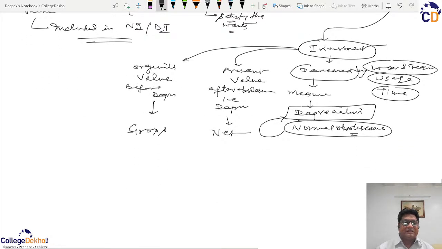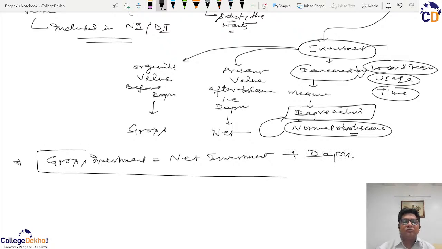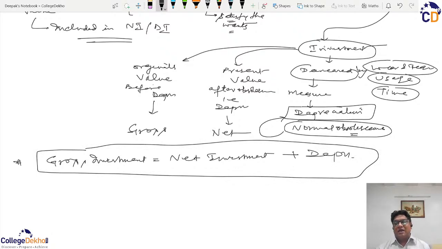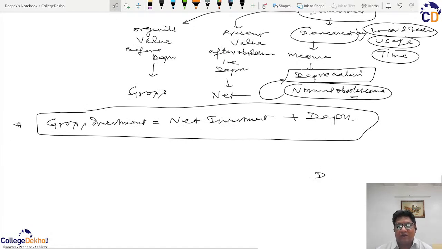So we can always say that the value of the gross investment will be equal to net investment plus depreciation. So why this is important, that you will notice that sometimes I am writing DI, that is domestic income, and sometimes I am writing GDP. So that you all know that we can also use the word domestic income or domestic product. That is one and the same thing.